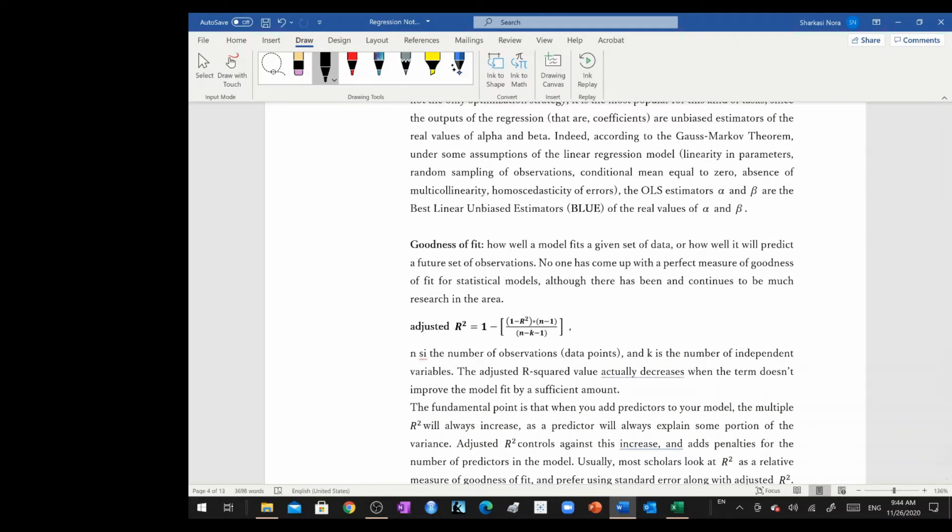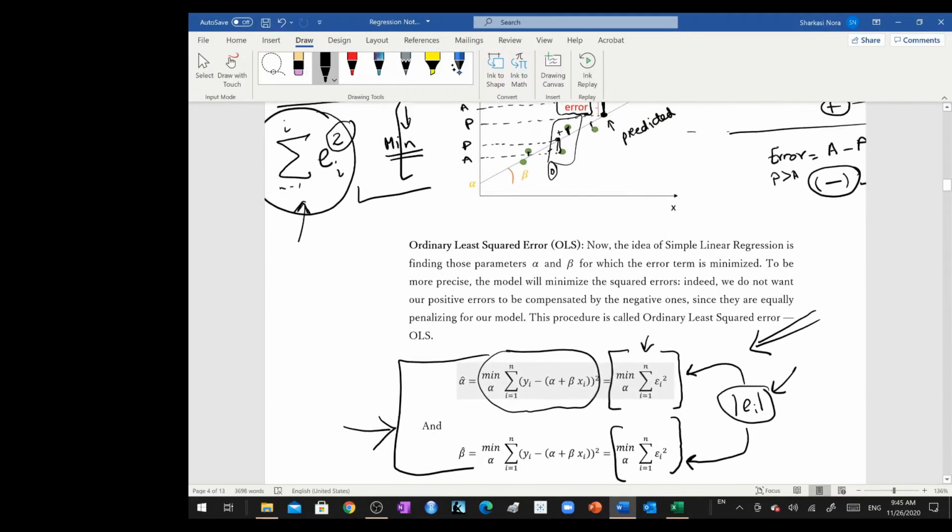All right, so this is about the ordinary least square. Ordinary least square basically minimizes the error so that we can find alpha and beta. Alpha is the intercept, and beta here is the slope, or the coefficient of x. The coefficient, it's the weight. So we basically say this technique gives us the best linear unbiased estimators, BLUE. So BLUE corresponds to the best linear unbiased estimators.